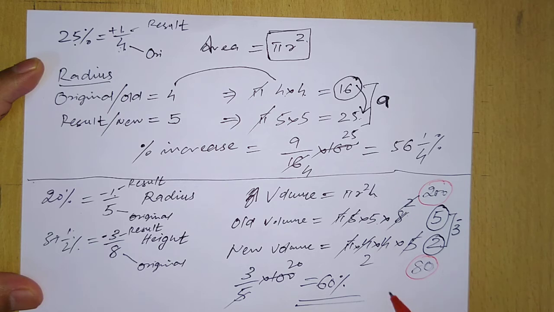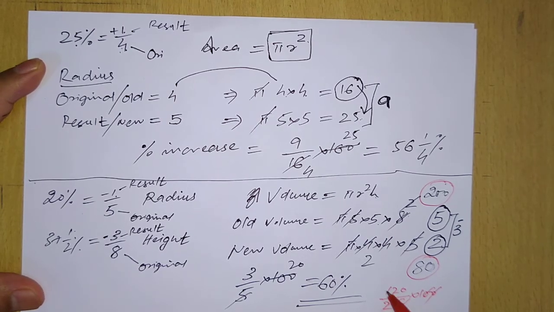So increase is how much? 120. 120 is the increase, and increase upon the old volume is 200. So 2. So this will also give us 60%. But you can also minimize the calculation, you can cancel here as well. So our answer is 60%.